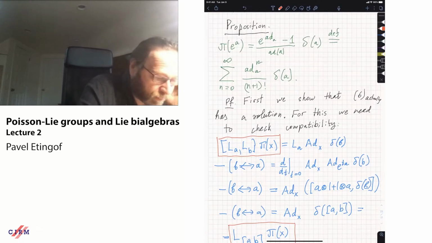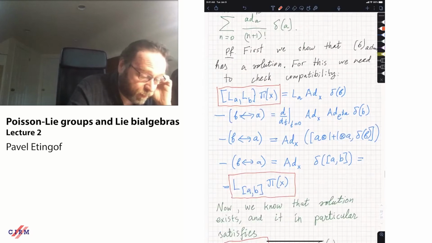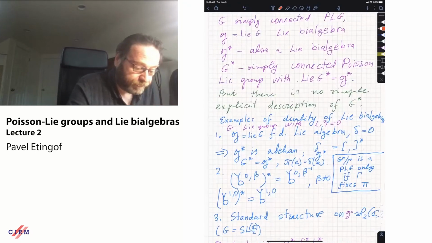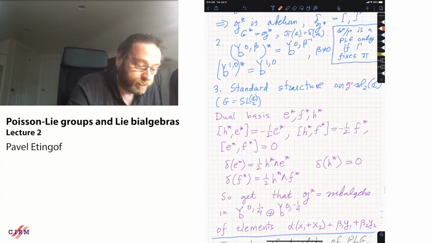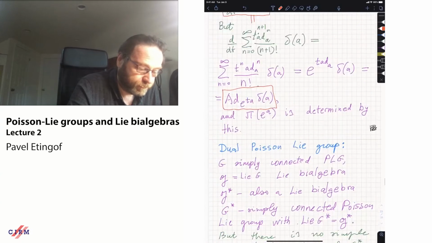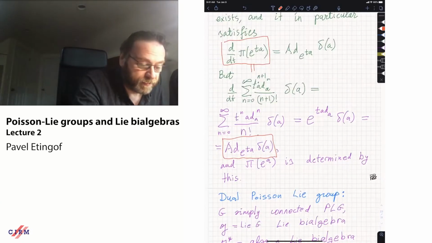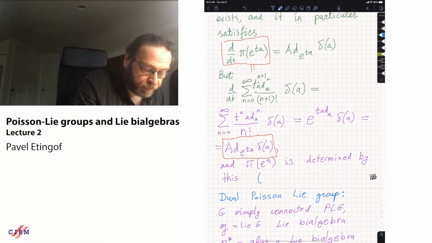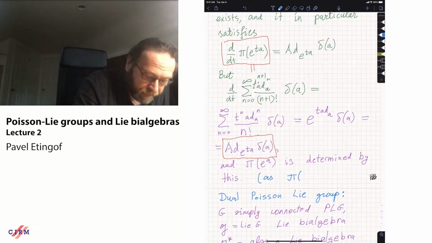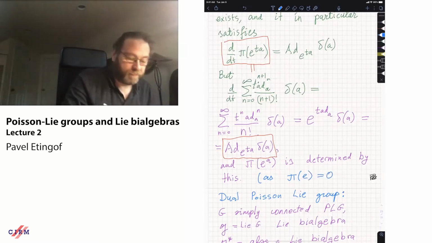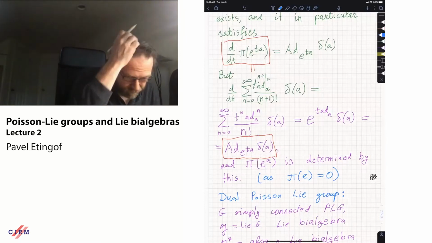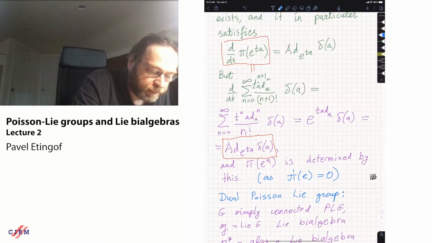Yes, because if a equals 0, then delta of a is also 0. So we have y of e equals 0. So this is the same as, right.